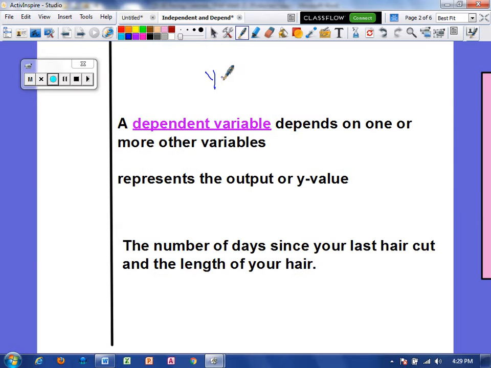Now, if we're talking about a dependent variable, that's something that depends on one or more other variables. So in this situation, y is going to be dependent, because the amount you would have to pay for candy bars is going to depend on the number of candy bars that you buy. In this situation, we have the number of days since your last haircut and the length of your hair. So the number of days would be independent, and then the length of your hair would be dependent, because the length of your hair is going to depend on how long it's been since you last had it cut.